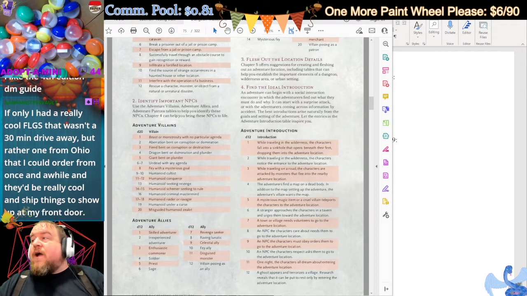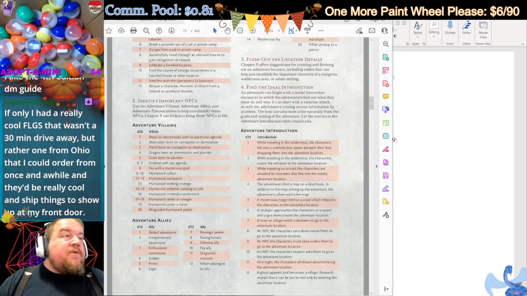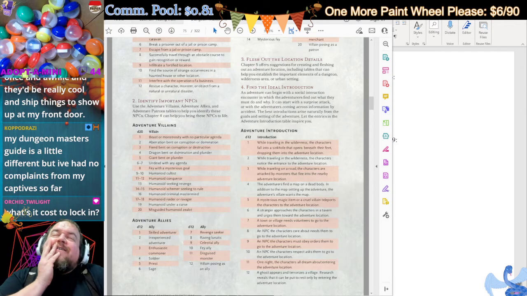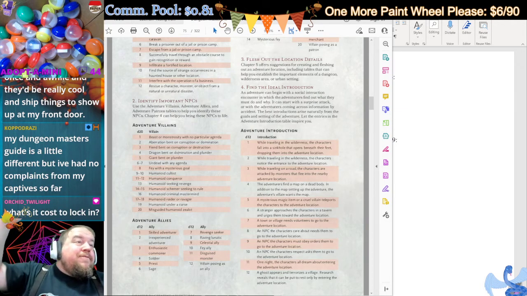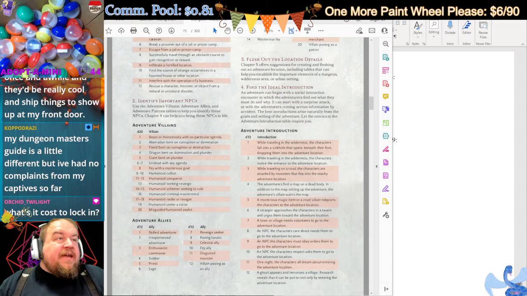Chase, if you're not out here, I will refund your points. And you can always reclaim if you want. If only I had a really cool FLGS that wasn't a 30-minute drive away, but rather one from Ohio that I could order from once in a while, and they'd ship things to show up at my front door. I know, if only. My DMG is a little different, but I've had no complaints from my captives so far, says Capo. What's it cost to lock in? Well, I'm not sure what you're asking, Orchid.